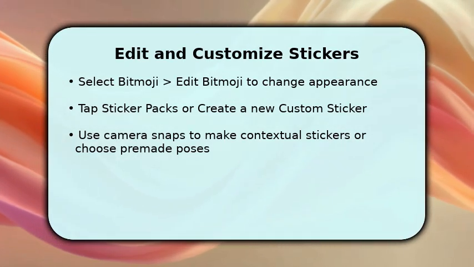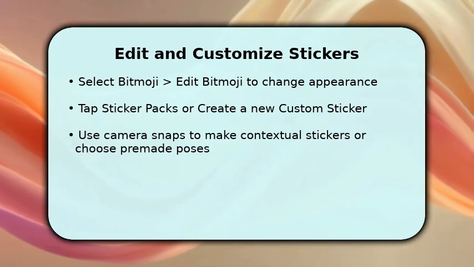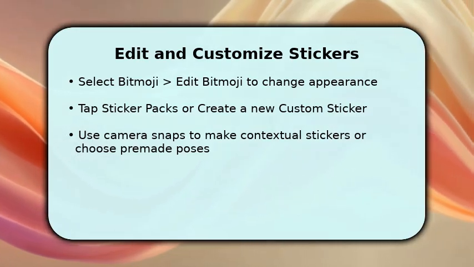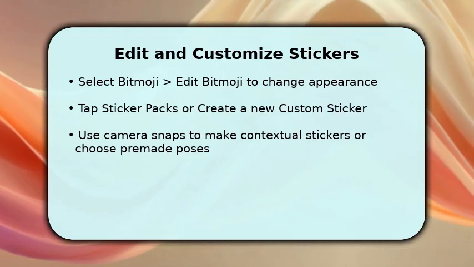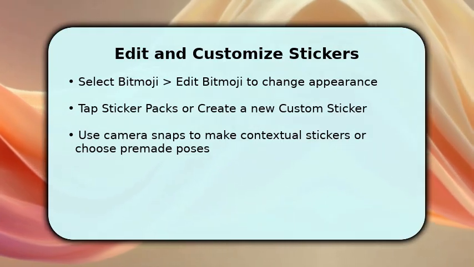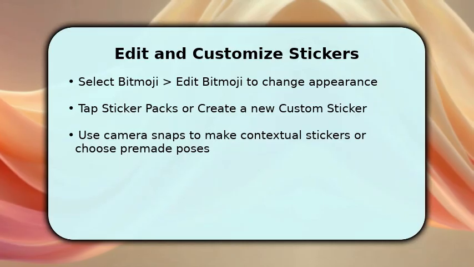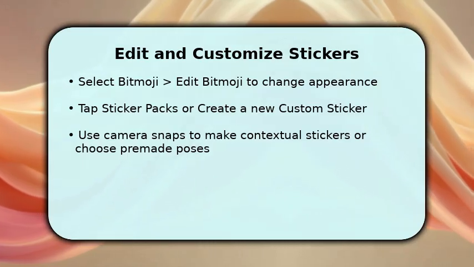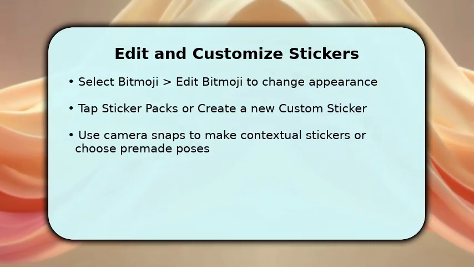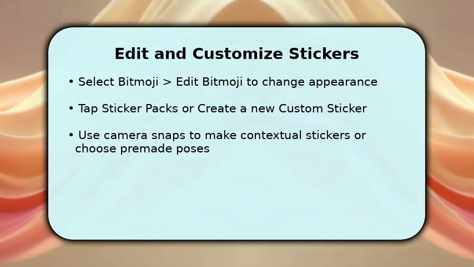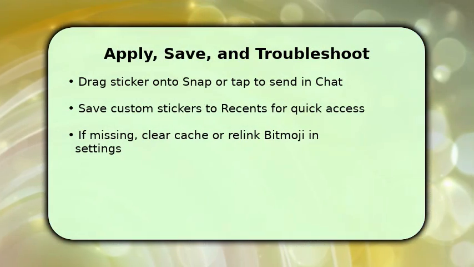Locate the Bitmoji tab. You can enable or disable sticker packs, choose pre-made poses, or create custom stickers from recent snaps. This matters because the pose and outfit determine sticker variety. If you want context-specific stickers, snap a photo and convert it to a sticker for reuse. Finish by applying and saving.